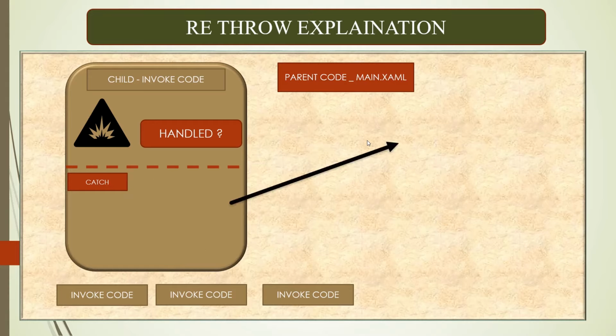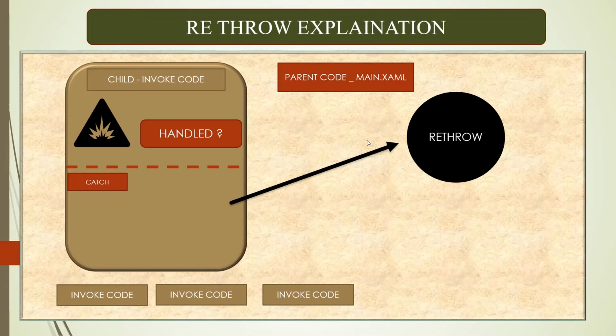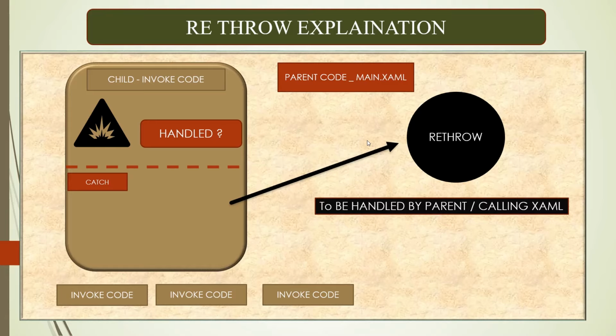it goes to the parent. Now it is the responsibility of the parent to handle that exception. If it is handled by the parent, well and good, but if the parent also does not handle it, then your program will stop. So it is important that your parent should handle all kinds of exception.